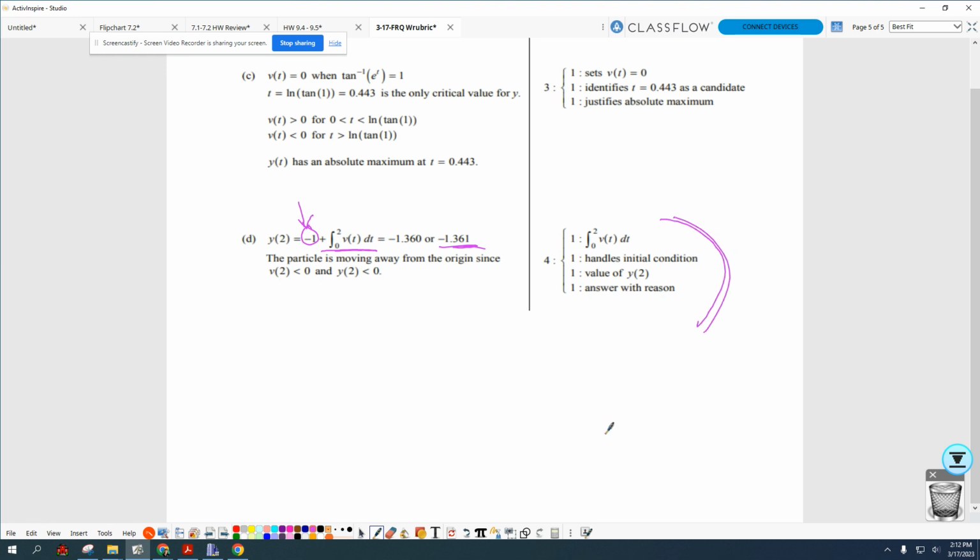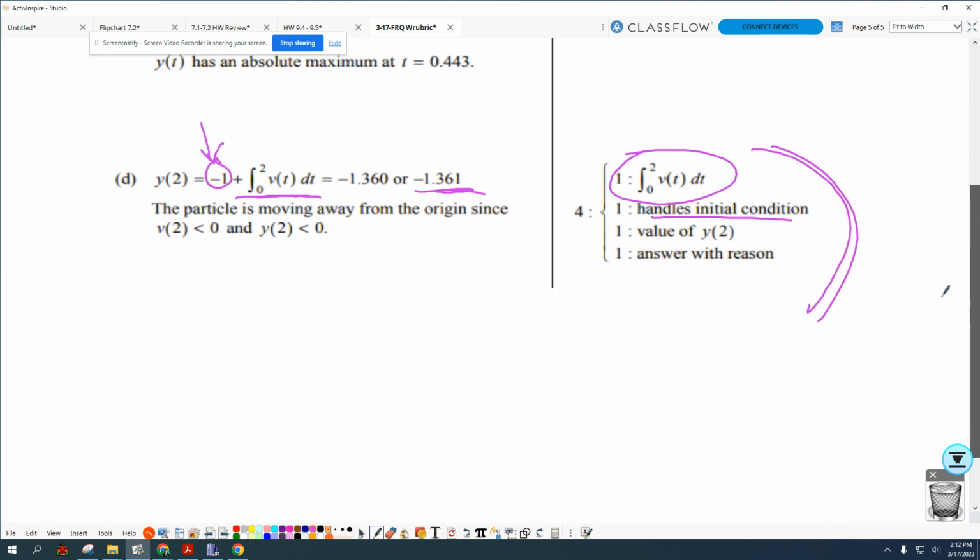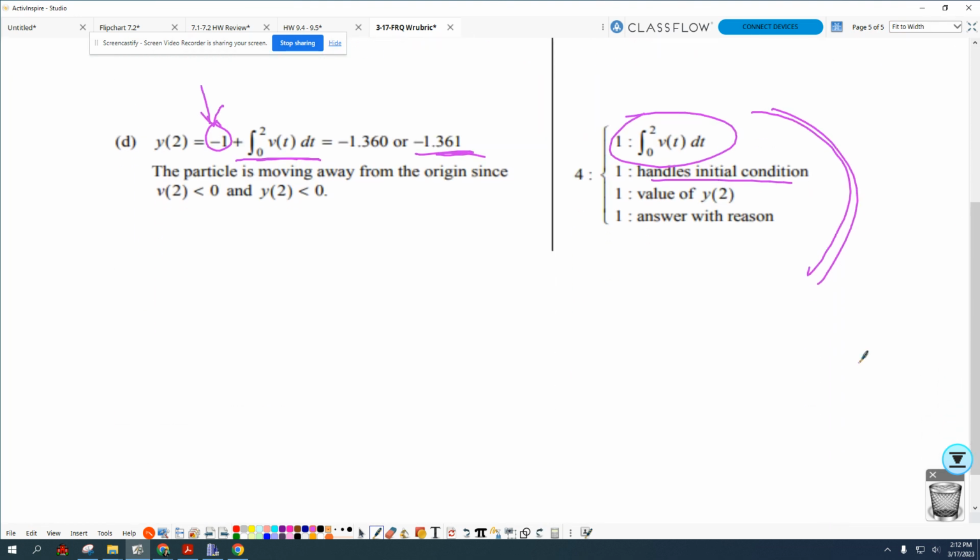So, lots of points in here. If you have the integral from 0 to 2 of velocity, that's a point. If you took into account the initial condition, you knew that you needed that first spot. Yes, Josh? Can I zoom in a little bit? So, this handles the initial condition.